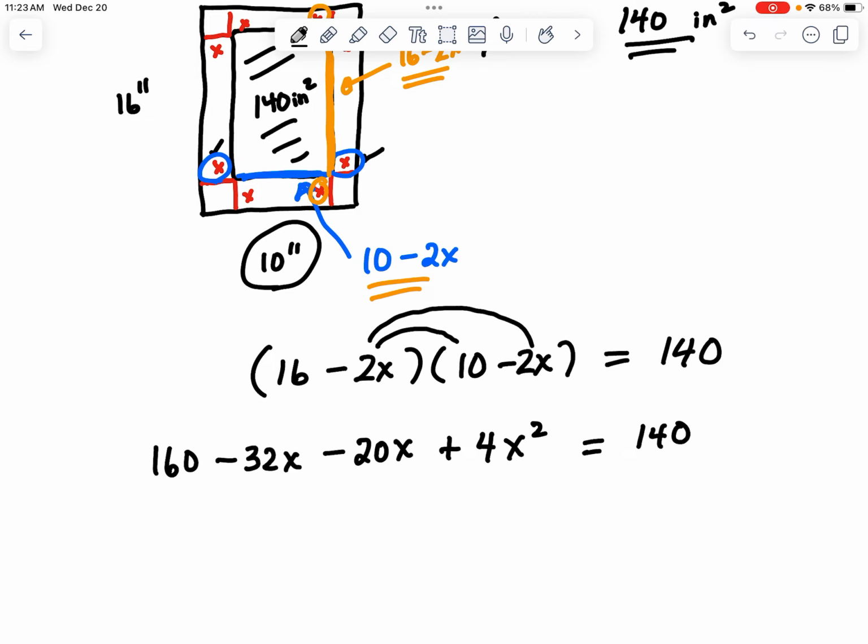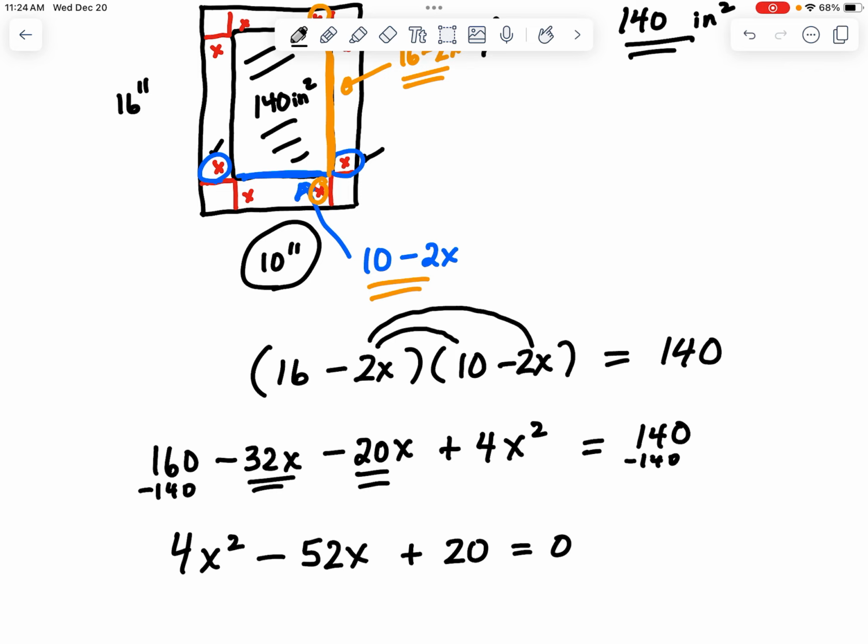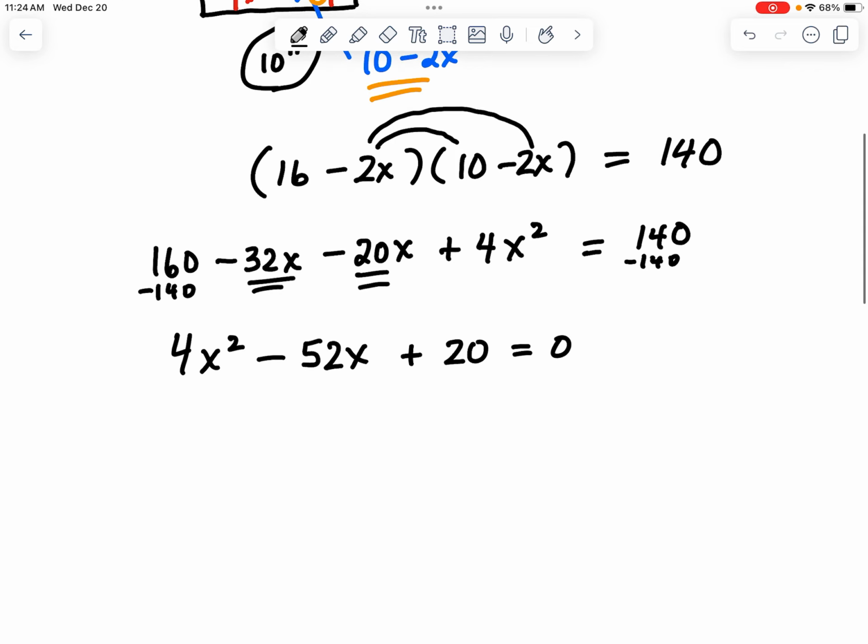And then I could combine like terms. I would also prefer that the 4X squared goes first. And then the X terms, when you add those together, that's going to be negative 52X. And then you could also subtract 140 from both sides. And if you subtract 140 from 160, that leaves just 20. And then do the quadratic formula.